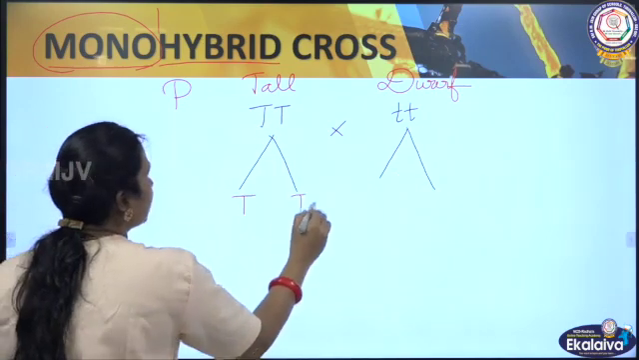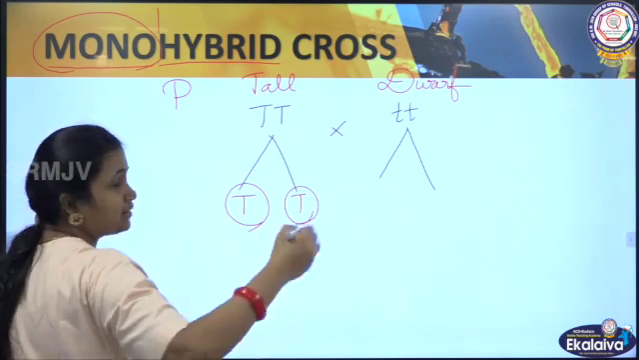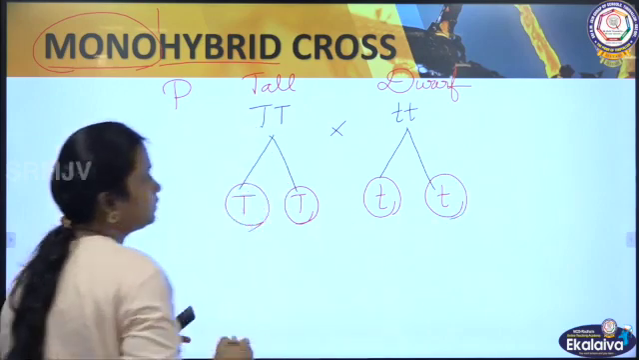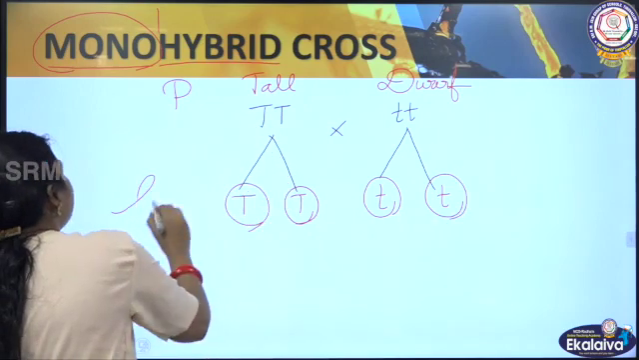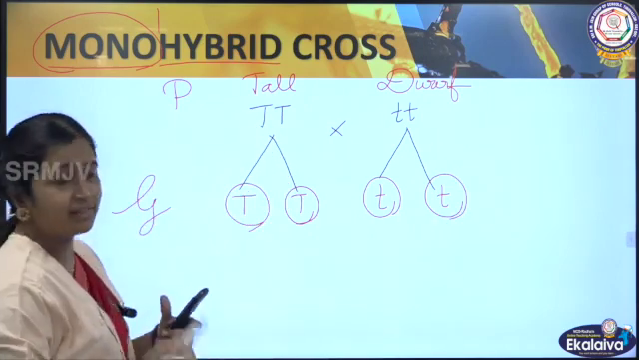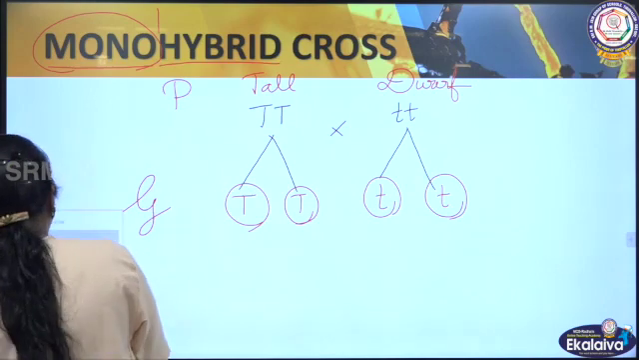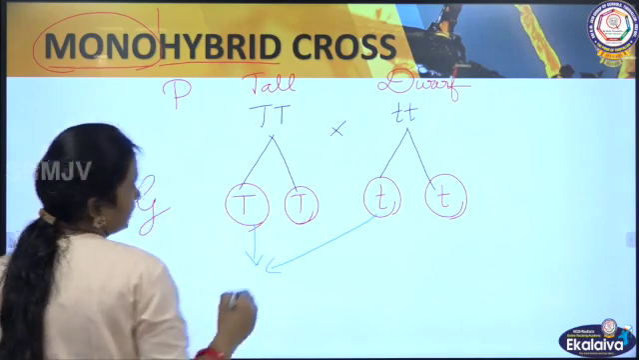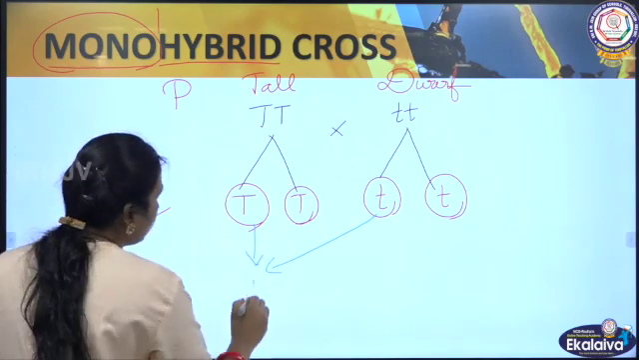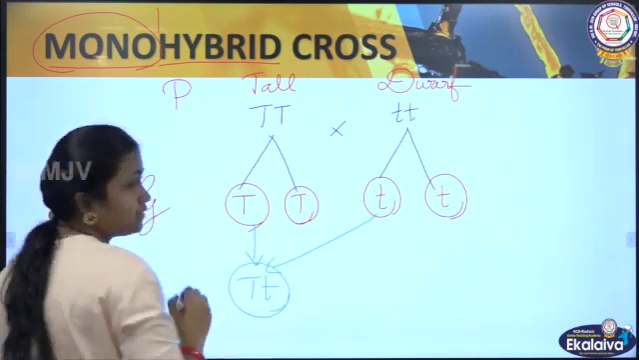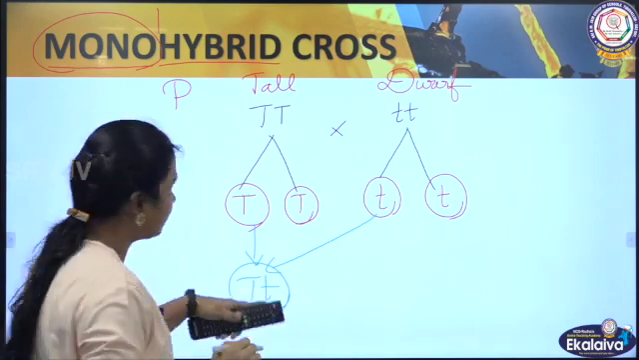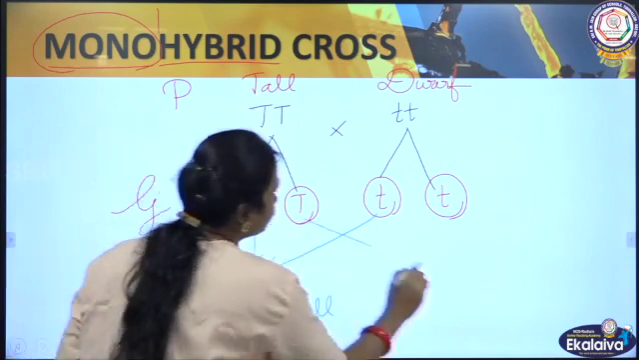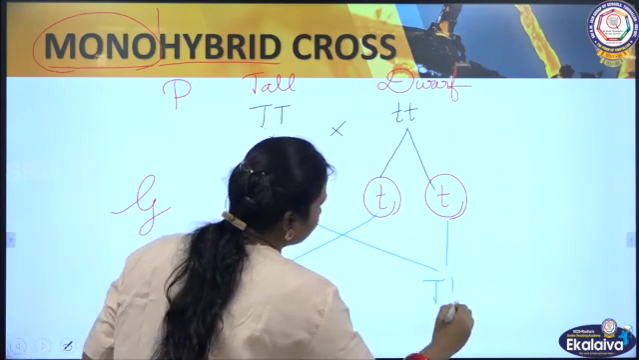capital T, and encircle the gametes, small t. And this you call G, nothing but gametes. Then next, this capital T and small t will together form the heterozygous condition like this, and this again represents the tall phenotype. Again if you intercross this, you will get like this.